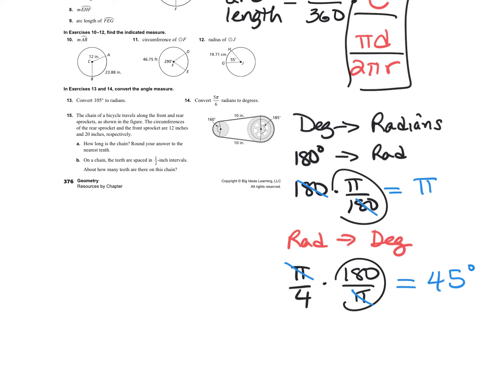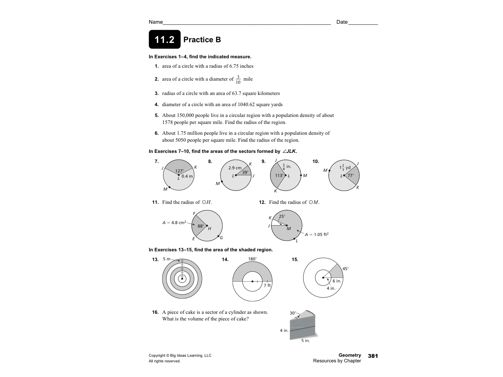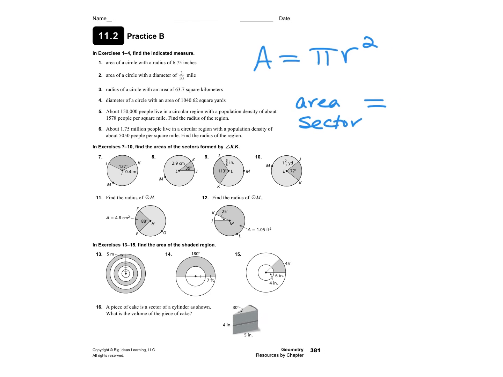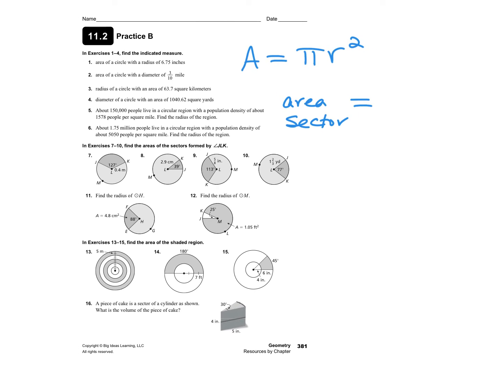Then in section 2, page for each, this is where we started talking about area of circles. So the formula for area of a circle is pi times radius squared. And then we also learned the formula to find the area of a sector. And that was similar to the arc length. It's the measure of the arc over 360. So it's a portion of the whole circle.